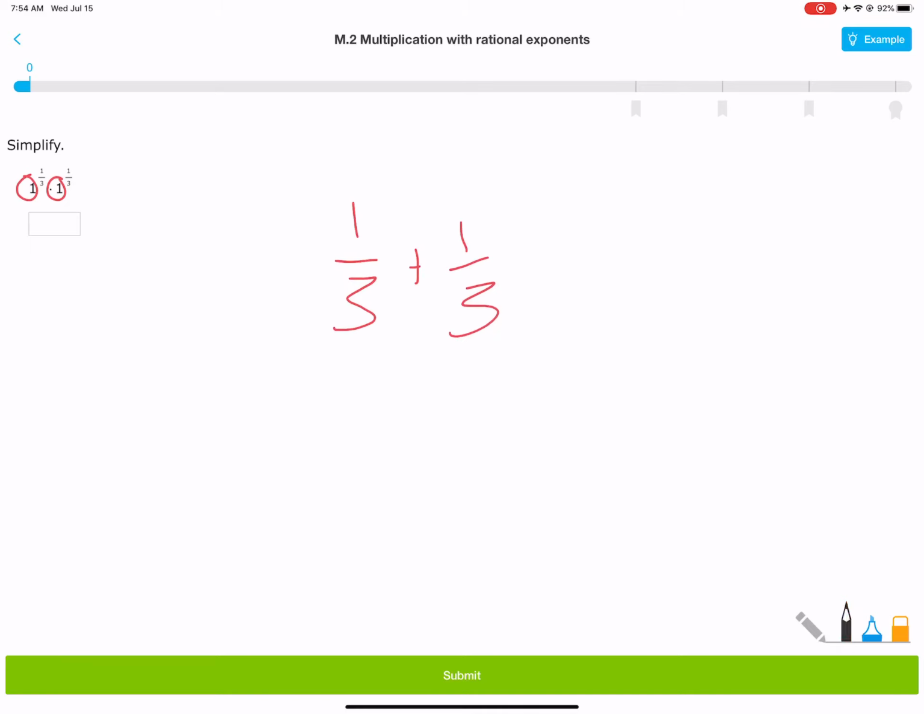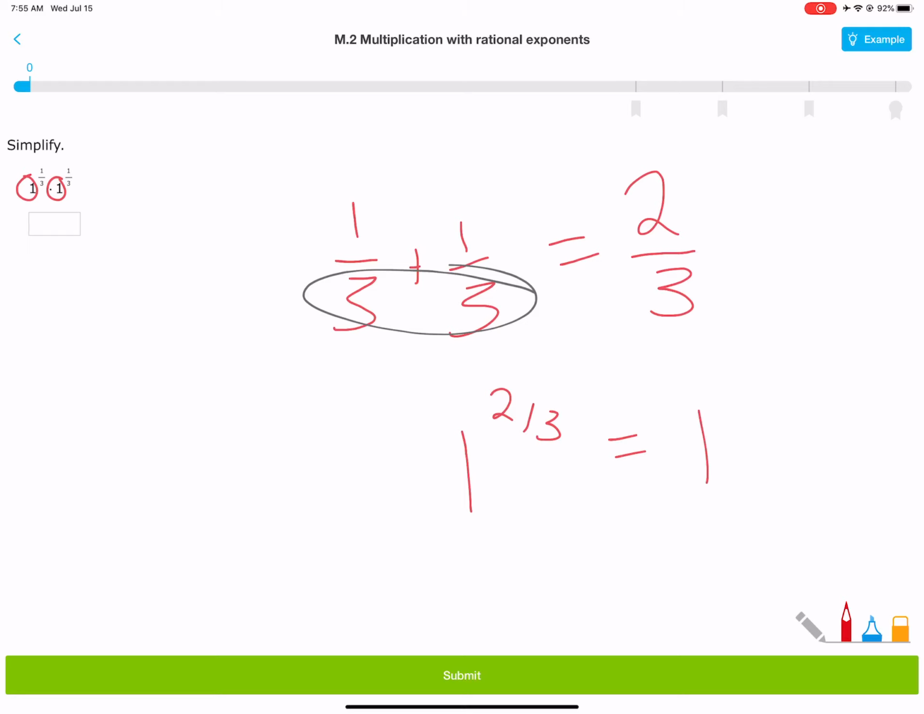Well, first thing we have to check, are the denominators the same? Yes, they are. So we can add across on the top. 1 plus 1 is 2. Keep the denominator the same. So our solution is 1 to the 2/3 power, which is the same thing as 1.